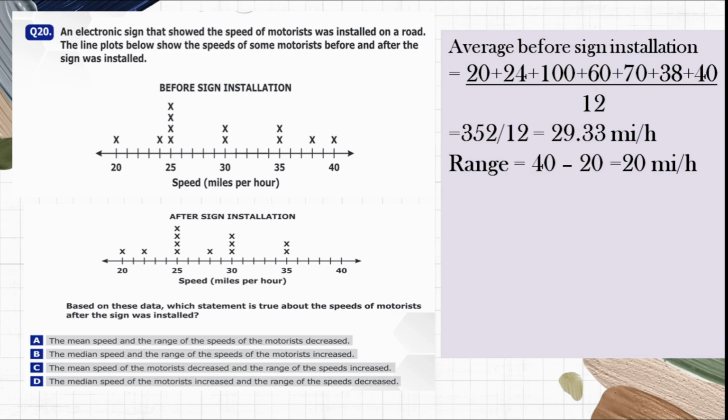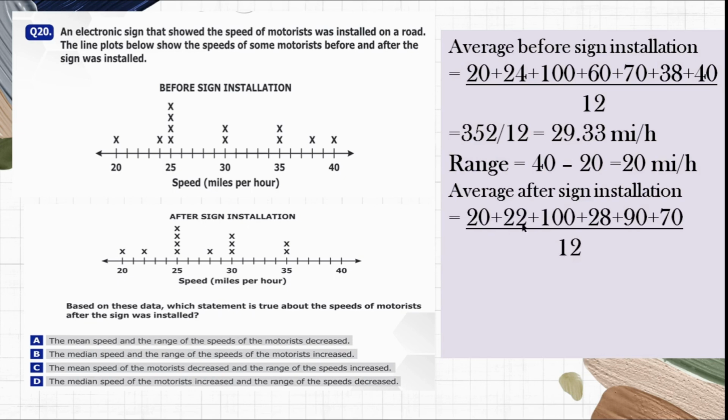Now we have to calculate the average speed after the sign installation, and we will use the second line plot for that. Again, we are going to calculate the sum of the values by using the crosses and divide it by 12 because there are 12 crosses. So after the calculations, the average speed after the sign installation is 27.5 miles per hour.